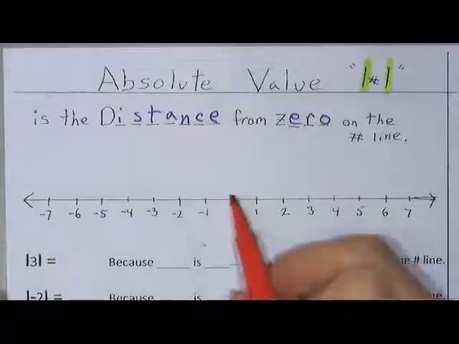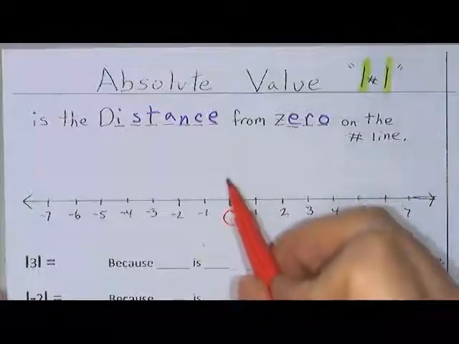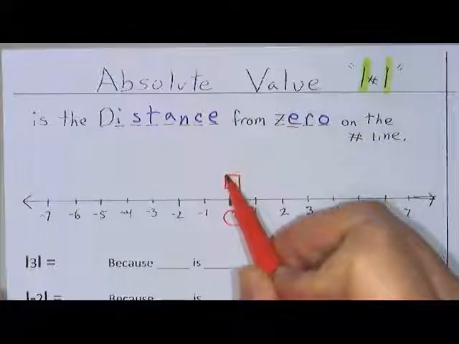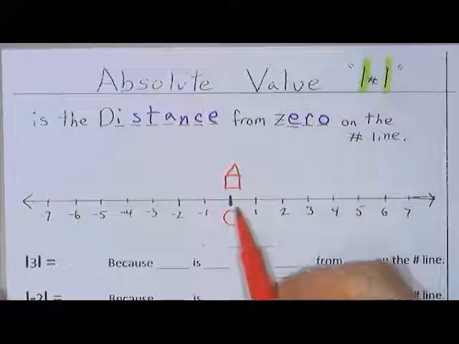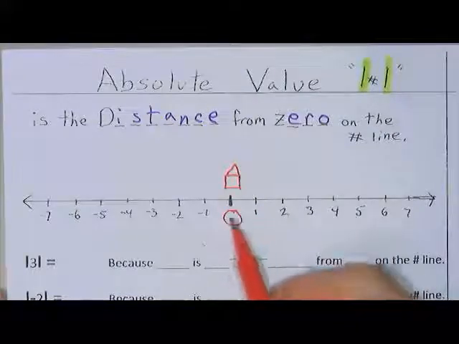So we have our number line. This is 0. And I want you to think of 0 as being where home is. That's your home. Everything is based on this, 0. Everything with absolute value.